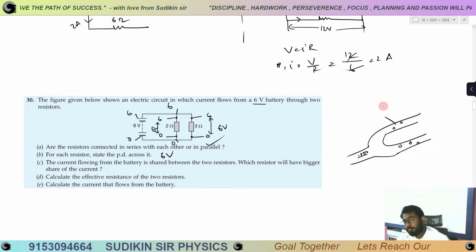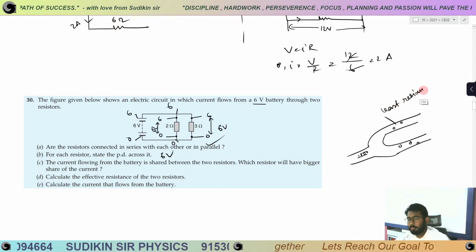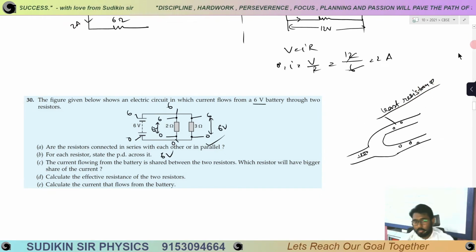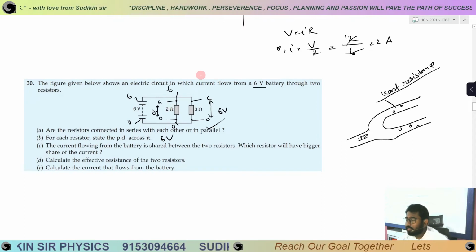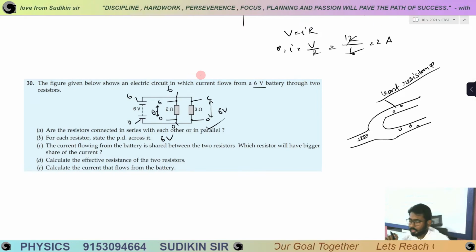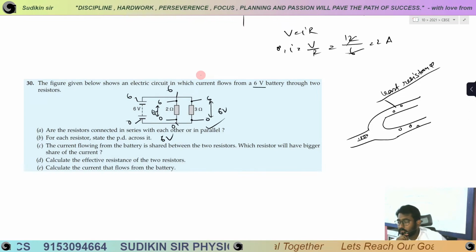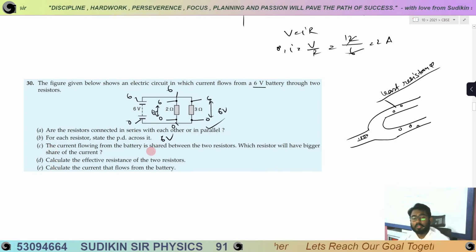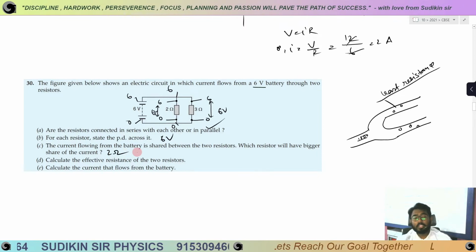Path 1. So the path which has least resistance is chosen by most, right? In the same way it works for the current also. The resistance which will be minimum will deliver the maximum amount of current. The resistance which will be maximum will deliver the minimum amount of current. So by seeing only, can we say which one will have more current passing through it? 2 ohm. Very good. So the current flowing from the battery shares, to which resistor will have the bigger share of current? 2 ohm resistor.